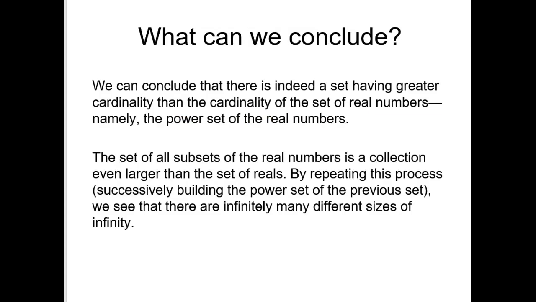So what can we conclude after all that? We can conclude that there is indeed a set having greater cardinality than the set of real numbers, which we already proved was greater than the natural numbers. And this is the power set of real numbers. The set of all subsets of the real numbers is a collection even larger than the set of reals. By repeating this process, successively building the power set of the previous set, we see that there are infinitely many different sizes of infinity. And when we come back, we're going to continue looking at this.